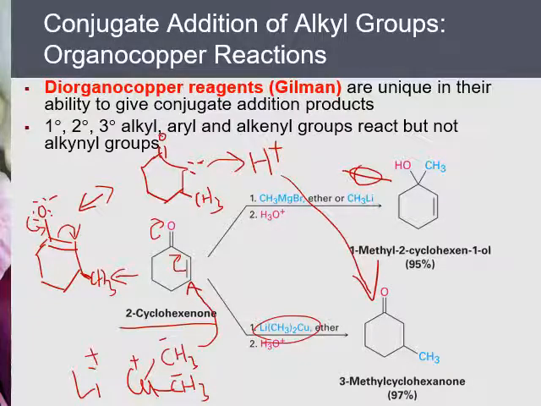Okay, so the Gilman reagent undergoes 1,4 addition. The methyl adds to the beta carbon, hydrogen adds to the alpha carbon. The CO double bond is untouched in the end. But it does participate in the reaction, so that's why it's called 1,4 addition.